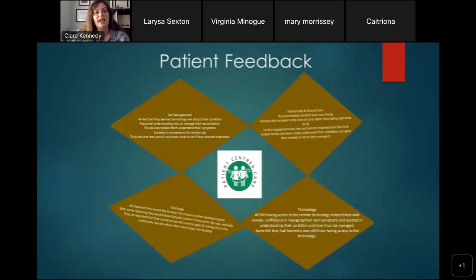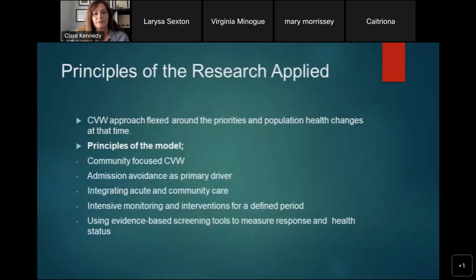Families felt that they had understood more about the condition because of that combination between acute hospital and a community approach. The patients had reported that if they had access to this model, they would be more likely to want to go home earlier if admitted. And they all felt that the technology had helped them in terms of anxiety and stress around their symptoms.